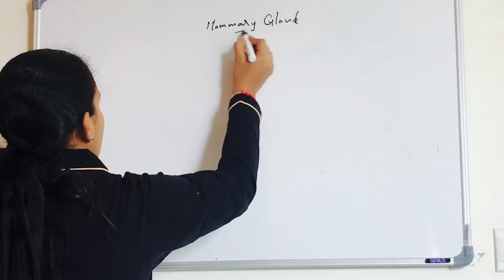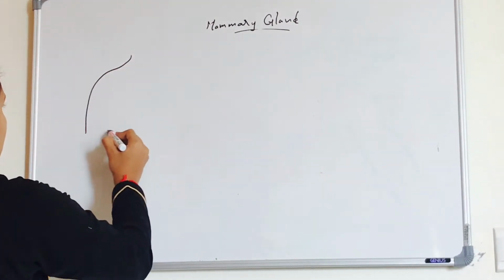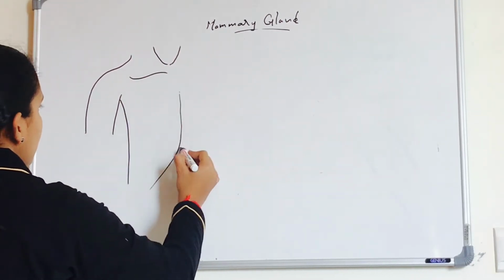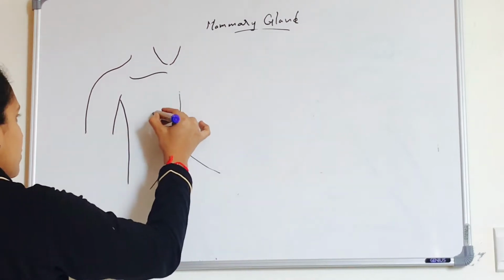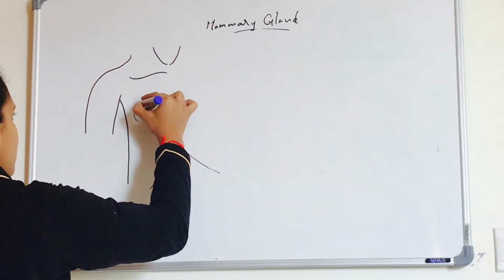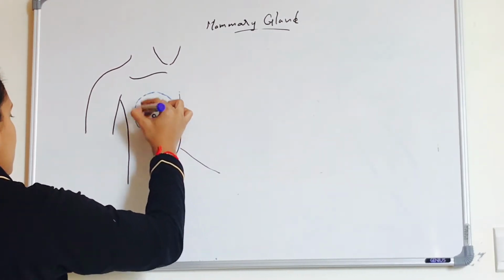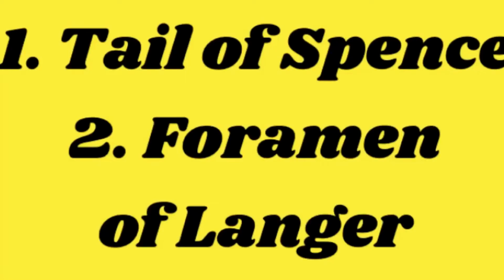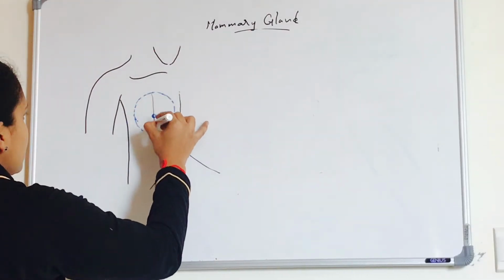Okay, today we are going to talk about the mammary gland. Let's know a few important points about this most important structure. This is a modified sweat gland present in the superficial fascia of the pectoral region. So we should know what is the tail of Spence and foramen of Langer.